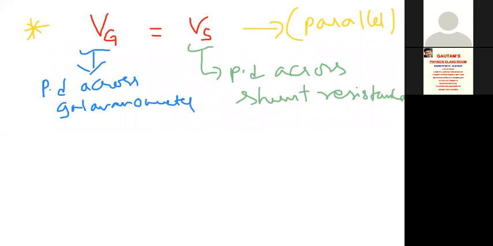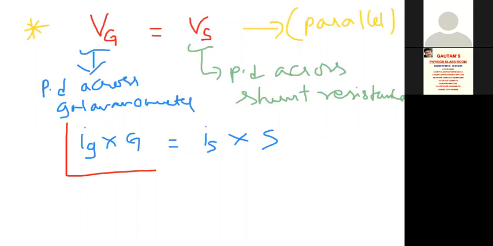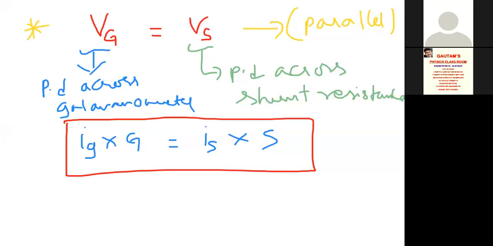Shunt resistance means a small resistance connected in parallel to the galvanometer. So like that we can give the information. Now I can write Vg as Ig into G and Vs as Is into S. So Vg I can write as Ig into G, and Vs as Is into S. So Ig into G is nothing but Vg.